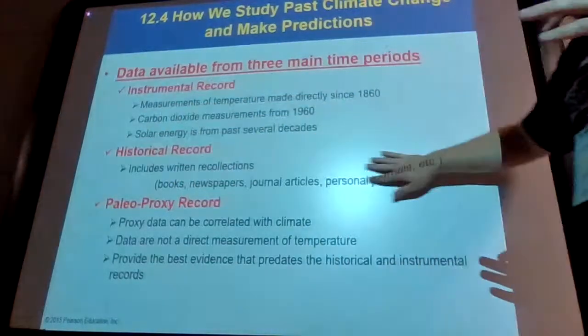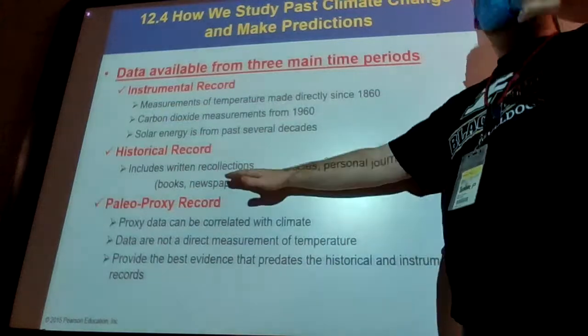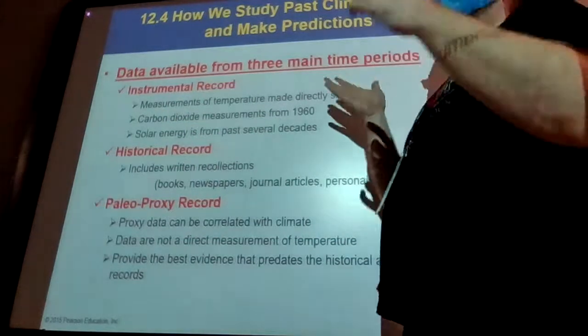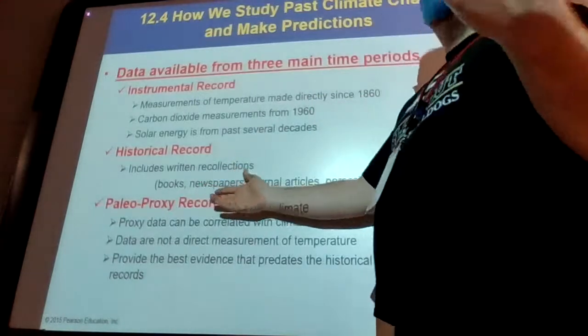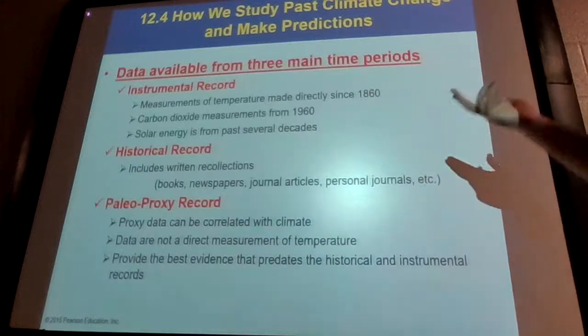Then you can go back into the historical record, and this is going to be more like memory. So like I said, you have an assistant to a king or a queen, and they write that, oh, it's been an unseasonably hot summer. And so you can go back and you don't have direct temperatures, but you can know that that summer, according to someone who's relatively trustworthy, was hotter than previous summers, based on memory.